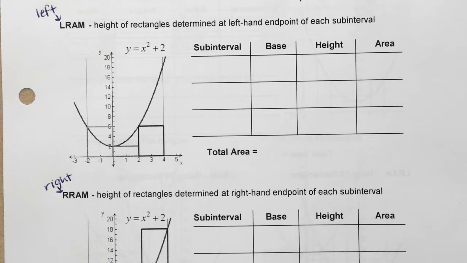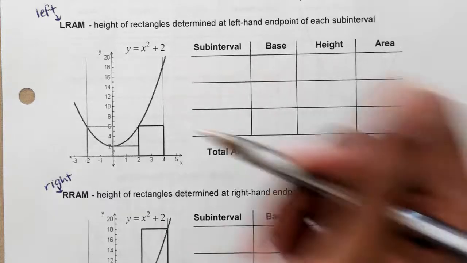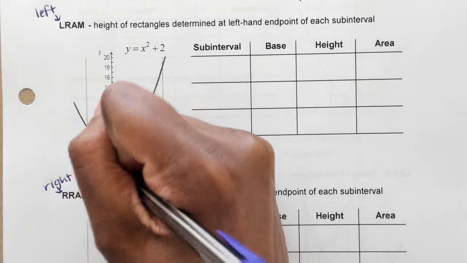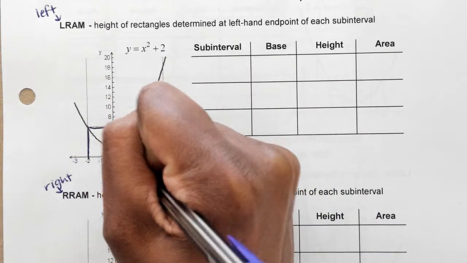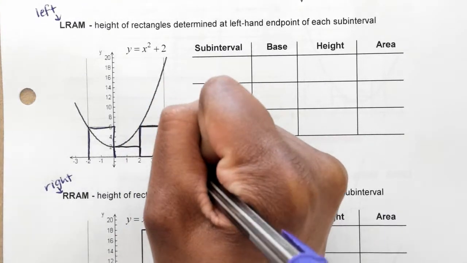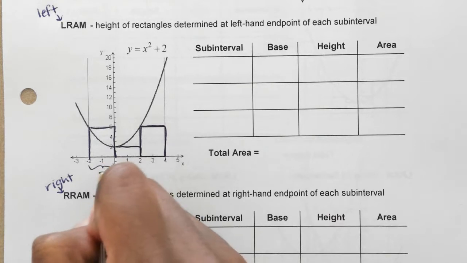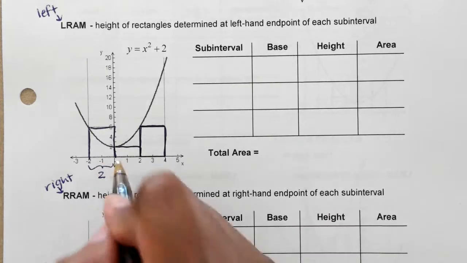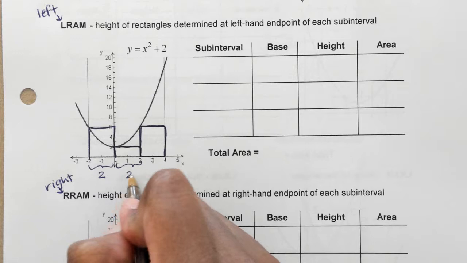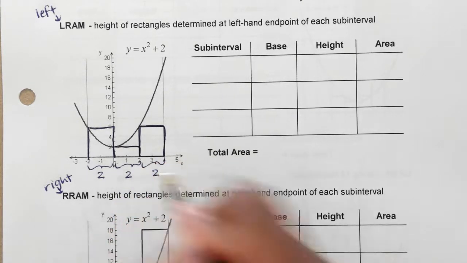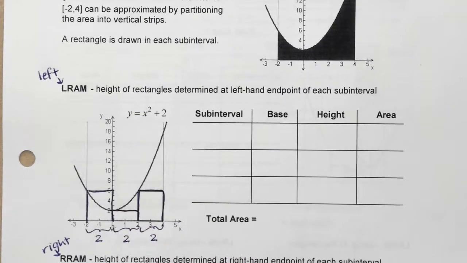The left RAM, or the left Riemann sum, uses the height of the rectangles determined at the left endpoint of each subinterval. In our picture, we have three subintervals, and they're all equidistant apart. This subinterval is a distance of 2 units, this subinterval is a distance of 2 units, and this subinterval is a distance of 2 units.